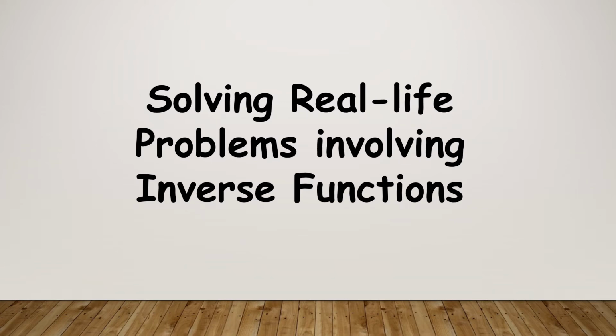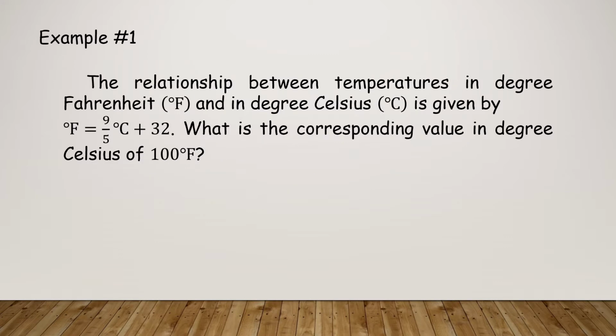Good morning! Today, we will solve some real-life problems na may kaugnayan sa inverse functions. Example number 1. The relationship between temperatures in degree Fahrenheit and in degree Celsius is given by degree Fahrenheit is equal to 9/5 degrees Celsius plus 32. What is the corresponding value in degree Celsius of 100 degree Fahrenheit?